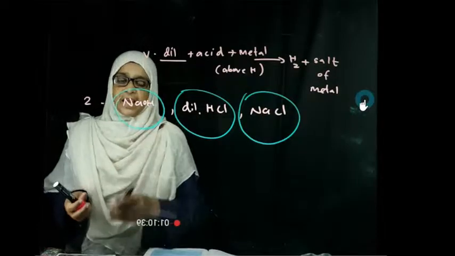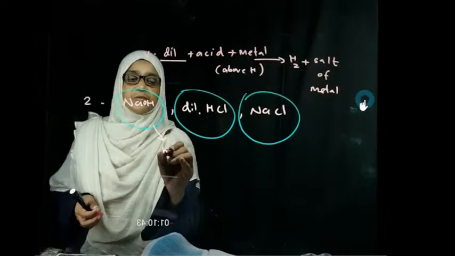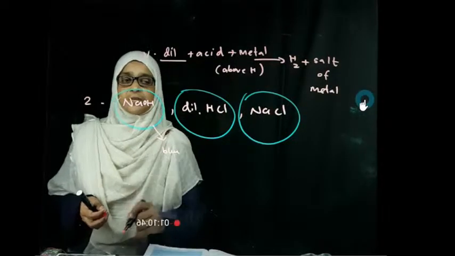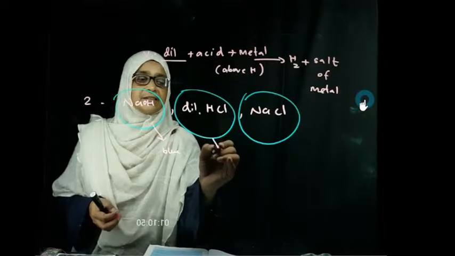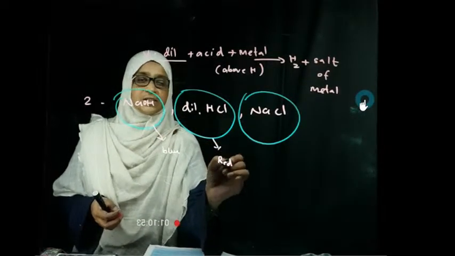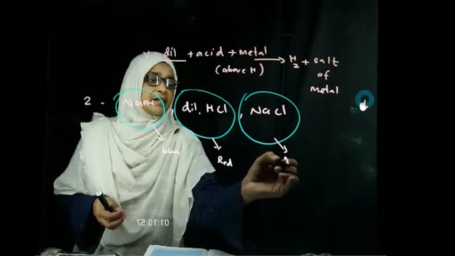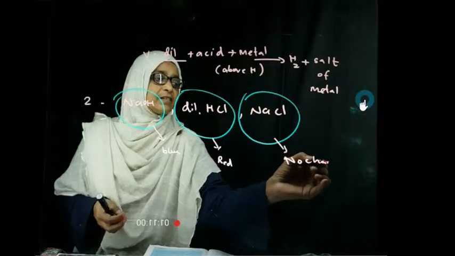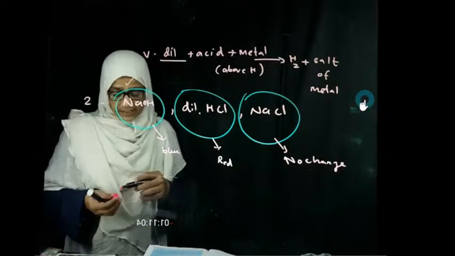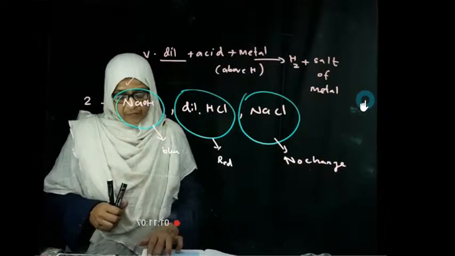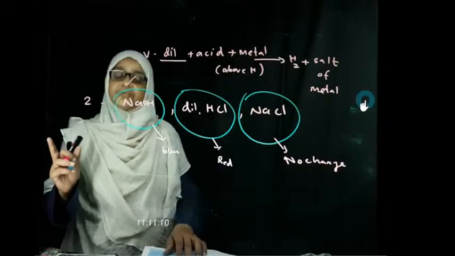This is a base. It shows what color? Blue litmus, blue. This one, red. Shows the red color. NaCl, no change. That's all. You can answer that question. What about the third one? Fill in the blanks with the solution selected from the following list of solutions.